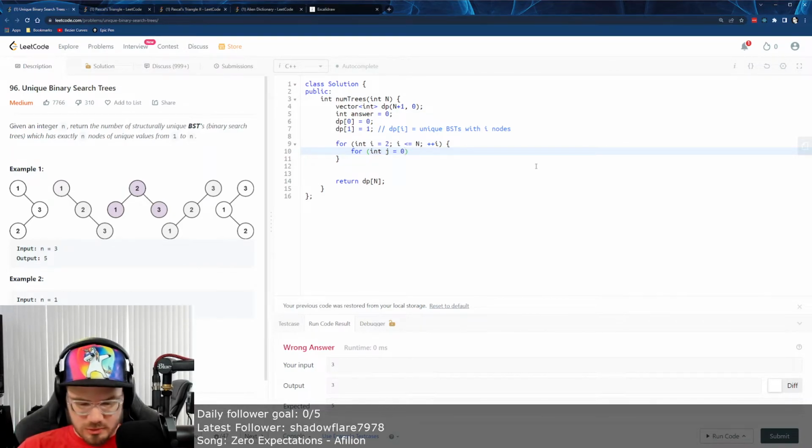No, j starts off at 0. 0 nodes on the left subtree, all the nodes on the right subtree. Yeah, that's right. Then j is less than I. Yeah, that's correct. Because we have one node as the root, so that means in this case, there's only one node to go as the left or the right child.